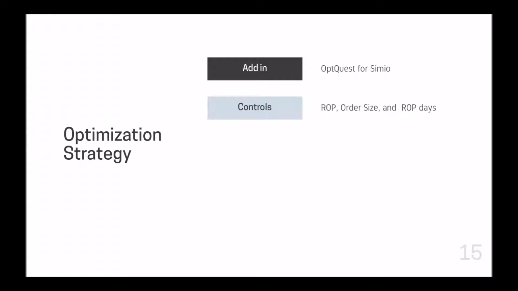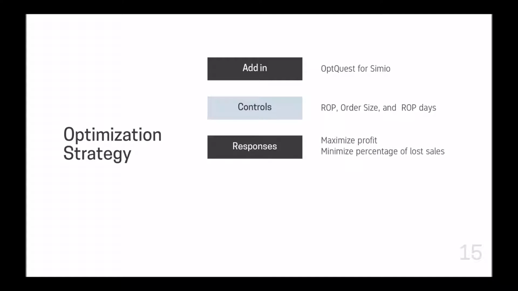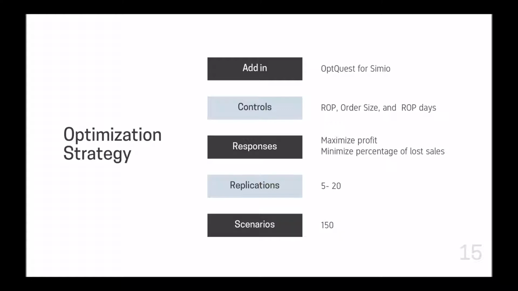Optimization strategy. The add-in used is OptQuest for Simio. The controls used were ROP and order size for each location. For the periodic strategy, days to check the inventory level were added. Responses: maximize the profit as the primary response and minimize the percentage of lost sales. The number of replications was from 5 to 20, and the number of scenarios was 150.